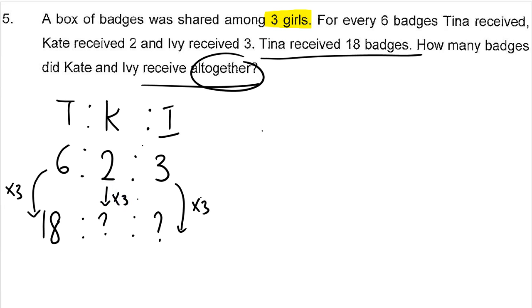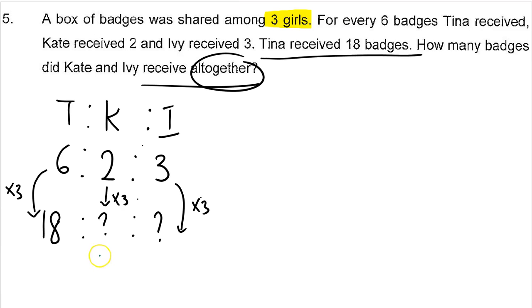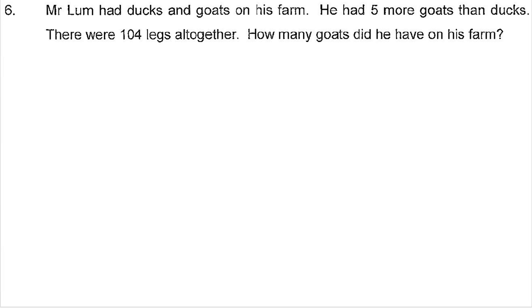Alright, so 2 times 3 gives you 6. I'll just use a different color to denote 6. And 3 times 3 gives you 9. So we are able to answer the question now. How much did Kate and Ivy receive altogether? 6 plus 9, these two colors, gives you the answer 15. That's your answer. Right.